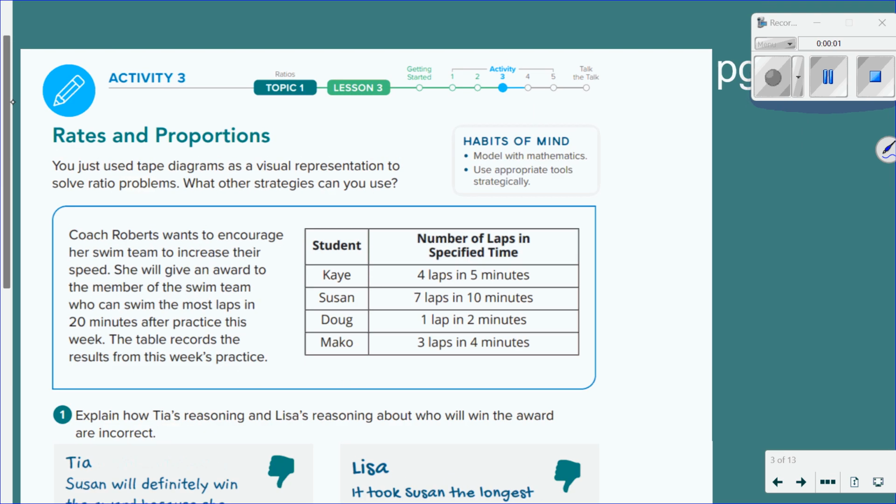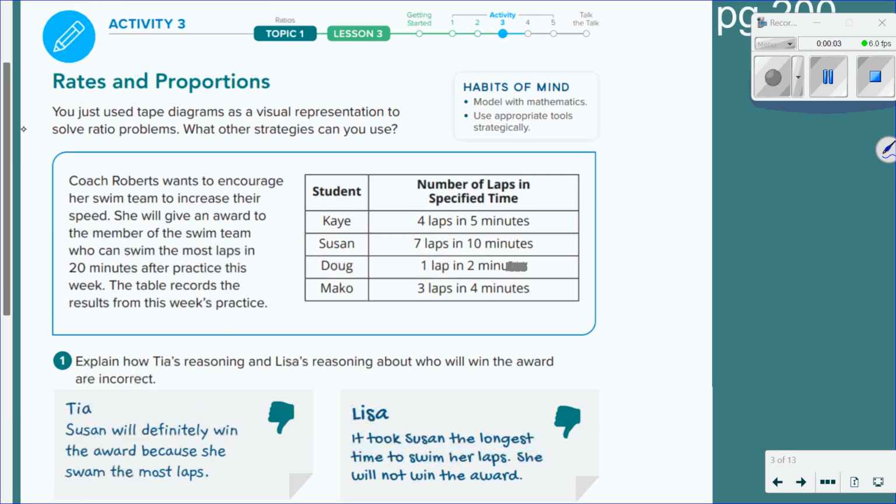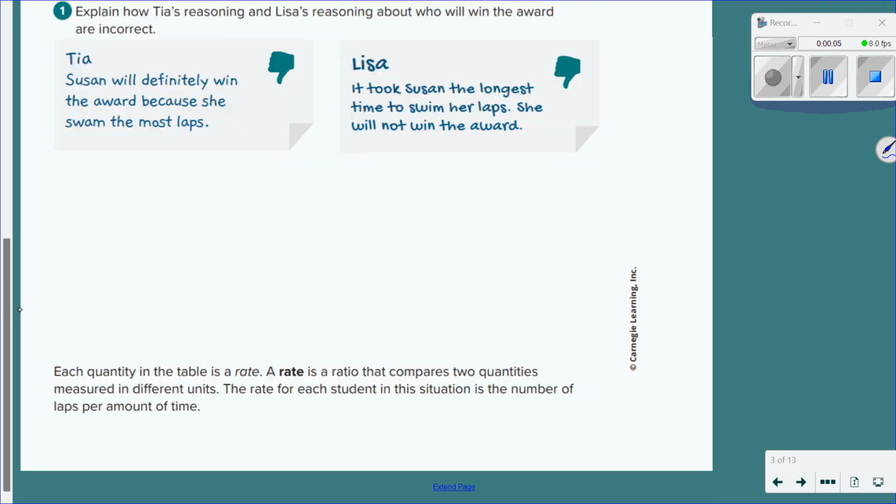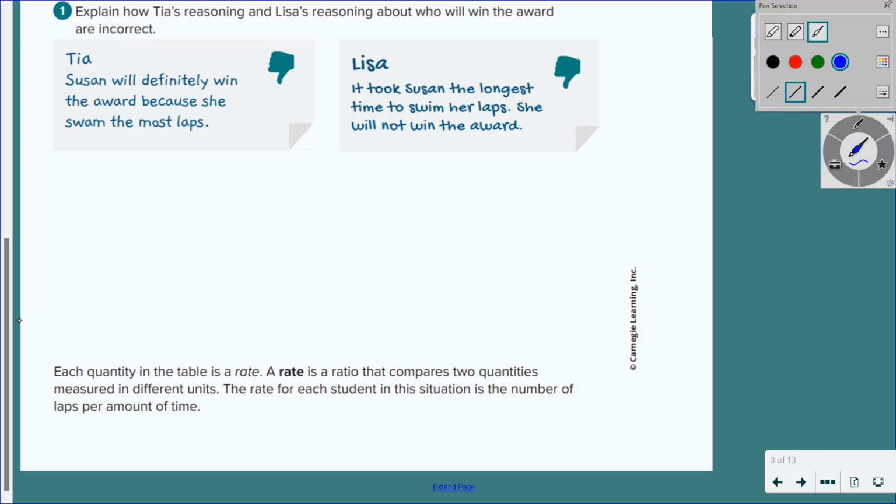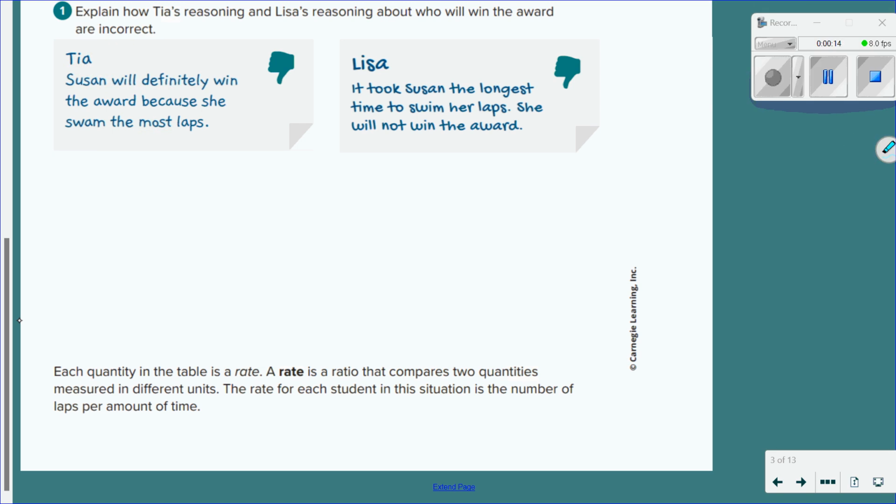Everybody should start off. We're on page 200 even. I actually want to start at the bottom of the page for this one because we're going to do our definition first. So everybody should have your vocabulary sheets out.